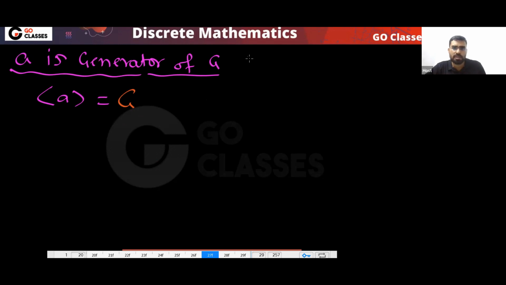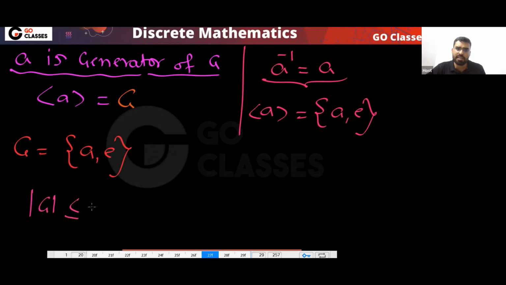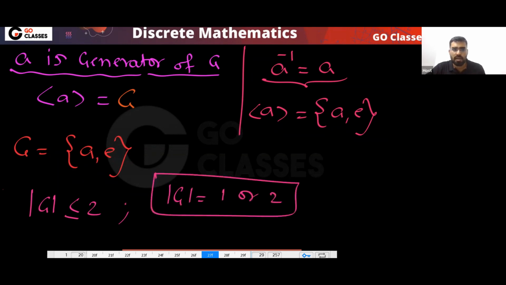The subgroup generated by a is equal to G, and also a inverse is equal to a. What does this mean? The subgroup generated by a will be a comma e. So finally I can say that G is equal to a comma e. Remember, a can be e also. So I can say the order of G will be less than or equal to 2, or that the order of G will be 1 or 2. So how many such non-isomorphic groups are possible?